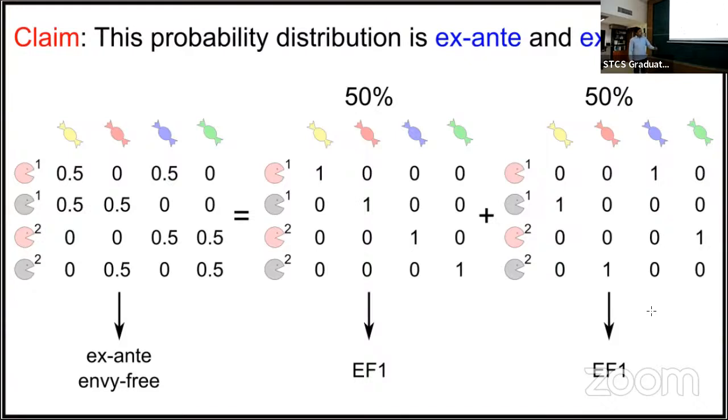Which means what I really need to prove to you is that every such allocation in the support must be EF1, okay? And that this randomized allocation is itself ex-ante envy-free. So are you going to show that any permutation matrix is going to be EF1? Or no, just the ones that result from my decomposition.